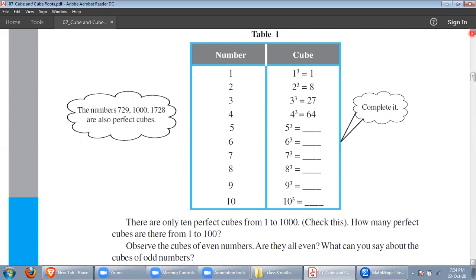Let's check. 1 square was 1, odd number giving odd. 2 square was 4, even number giving even number. 3 square was 9, odd number giving odd number. 4 square was 16, even giving even. 5 square was 25, odd giving odd. 6 square 36, even giving even. 7 square 49, odd giving odd. 8 square 64, even giving even. 9 square is 81, again odd. 10 square, an even number, gives 100, which is an even number. Is it okay?